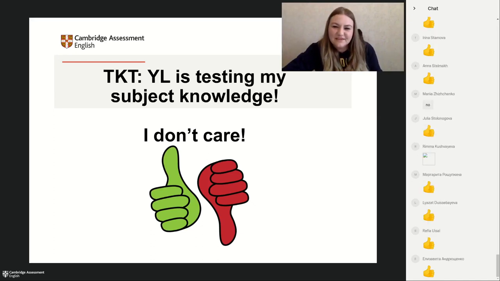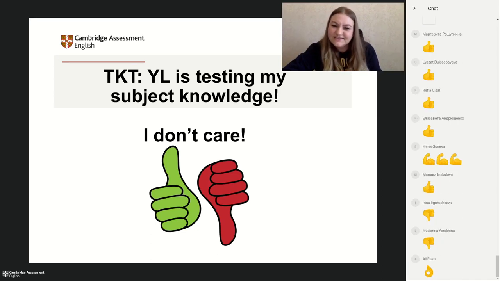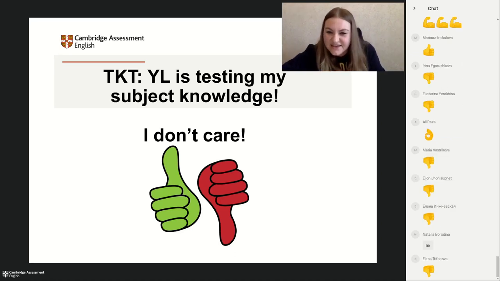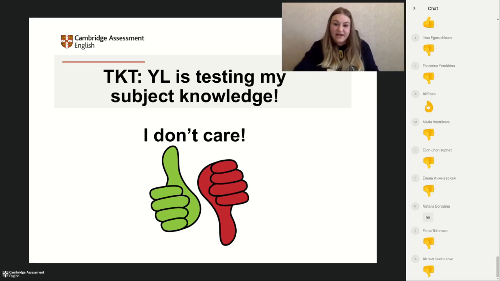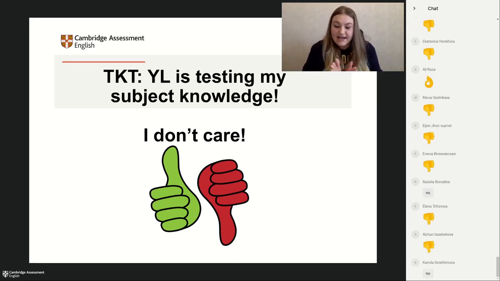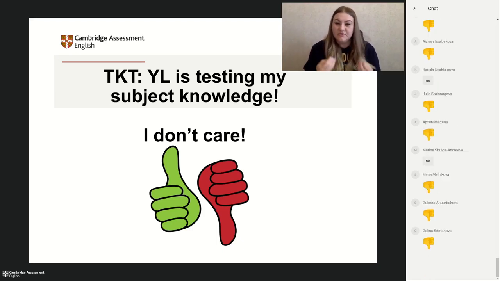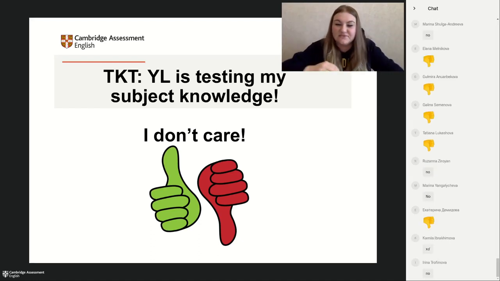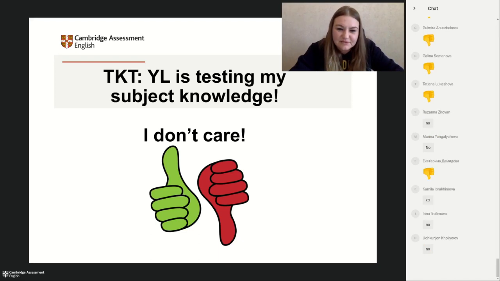So do you really think that Tkt Yl is testing your knowledge of English? Yeah, I see Irina, Ekaterina, right? Right, yes, that's right. So the Tkt Yl test doesn't check your subject knowledge, your proficiency in English, yeah? It gives you the theory and some of the approaches you can use during your Yl classes, right? So we don't really care, but we care, of course.